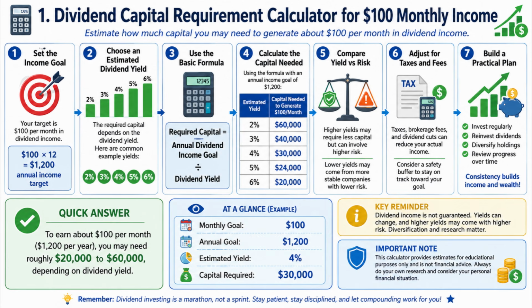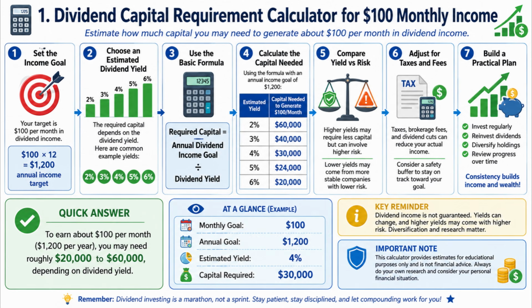Next, choose an estimated dividend yield. This is important because the amount of capital required depends heavily on the yield of the investments. For example, if the average dividend yield is lower, you will need more money invested. On the other hand, if the yield is higher, you may need less capital, although that may also involve higher risk. Common example yields include 2%, 3%, 4%, 5%, and 6%.